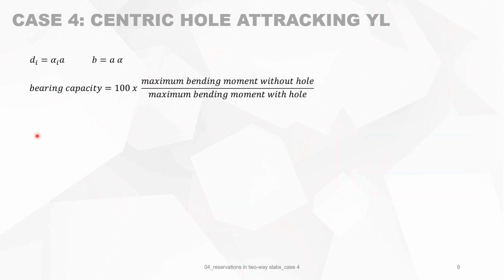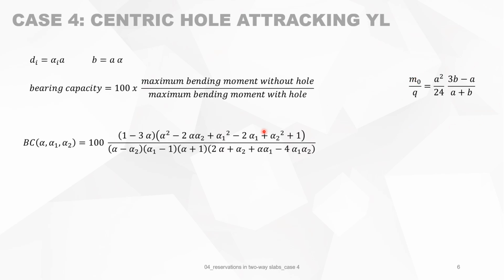Now let's make it without dimensions, and we know already what the bearing capacity definition is. It's the maximum bending moment without the hole divided by the maximum bending moment with the hole. Without the hole, this is the maximum bending moment. And the bearing capacity is then, using these non-dimensional parameters, equal to this formula.